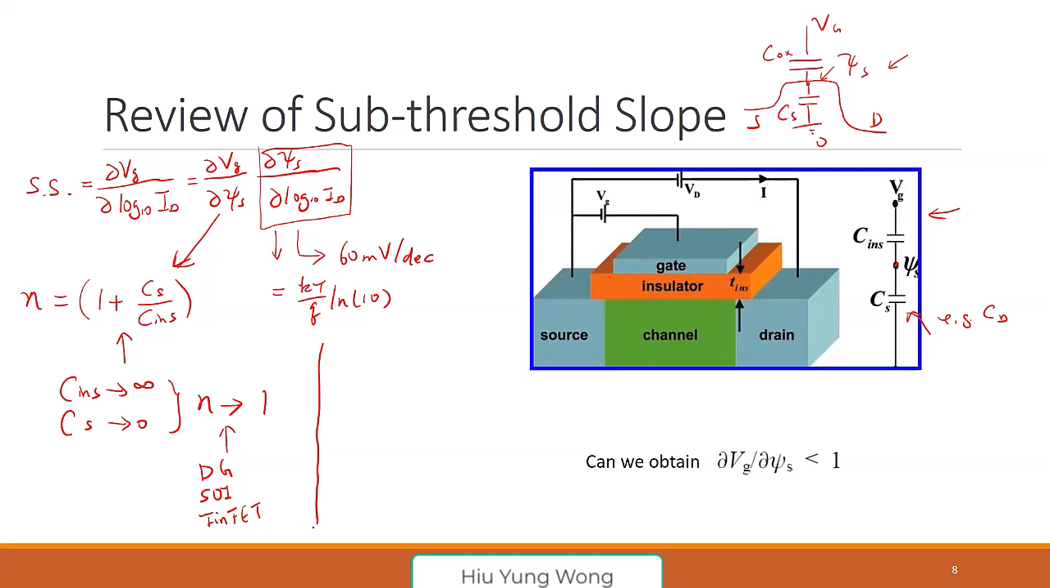No, actually, probably it's possible. They know already for other circuits, right? If you don't talk about ferroelectric, we can make it negative. It's almost impossible to make Cs negative because this is the transistor, but let's make this one smaller than 0. So in that case, n will be smaller than 1. And that is what we want. We try to obtain partial VG, partial psi S to be less than 1.